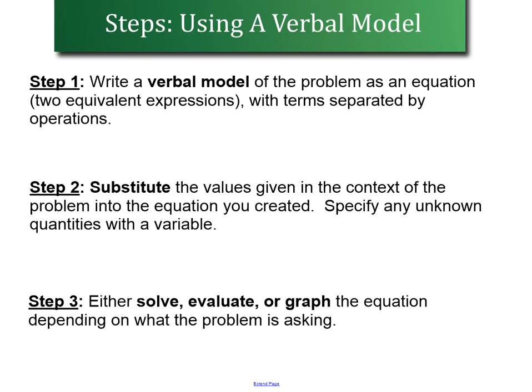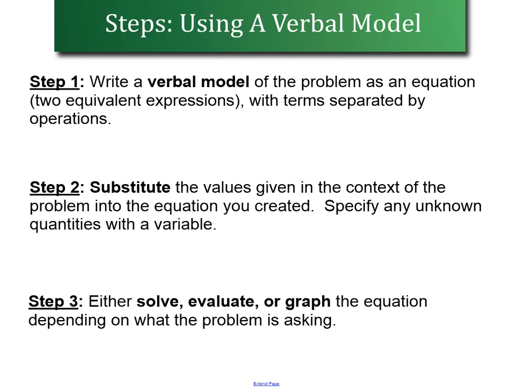Here are the steps. We're going to use something called a verbal model to be able to model equations and inequalities. So step 1 is to write the verbal model of the problem. We'll see what that looks like in a moment. Step 2, substitute the values given in the context of the problem into that equation that you created. The verbal model looks like an equation. Specify then any unknown quantities with a variable. And then step 3, either solve, evaluate, or graph, whatever the problem is actually asking you to do to the model itself. So let's take a look.